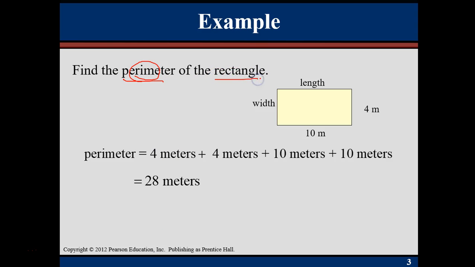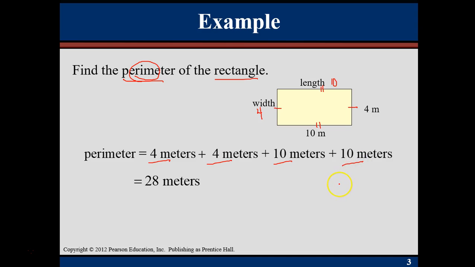If you're talking about a rectangle, rectangles have sides that are congruent. Opposite sides are the same length. So if this side is a 4, the side opposite is also a 4. If this side is a 10, the side above it is also a 10. Then all I will do is add up those sides. 4 plus 4 plus 10 plus 10. And my perimeter would be a 28.